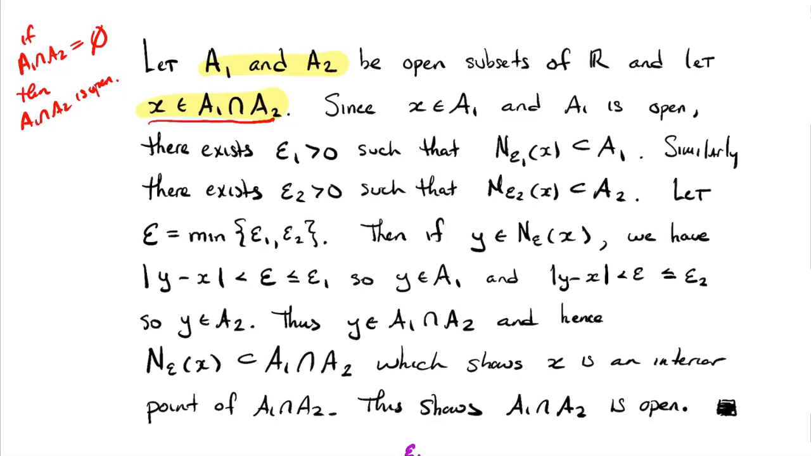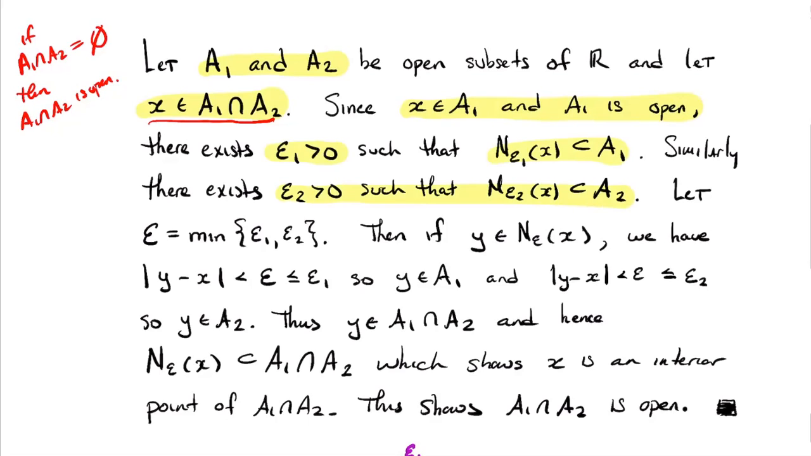Okay, so let's just use the fact that A1 and A2 are open individually. If I pick X in the intersection, it's in A1. And since A1 is an open set, there has to be some neighborhood, I'm calling its radius epsilon 1, that's completely contained in A1. Every point in A1 is interior. But similarly, there's some epsilon neighborhood of X that's completely contained in A2. It's probably not the same epsilon. That's why I'm calling them epsilon 1 and 2.